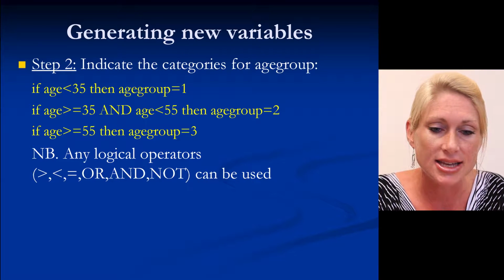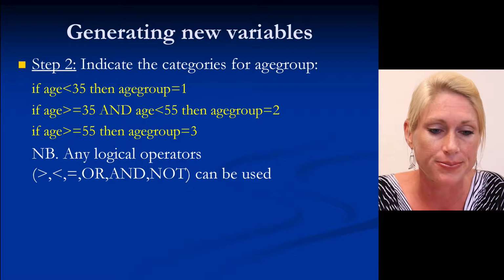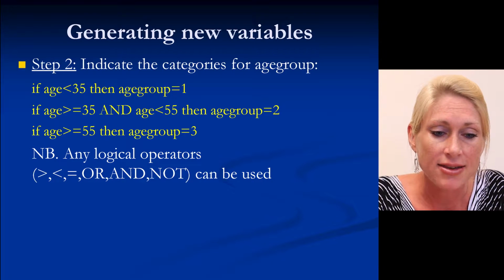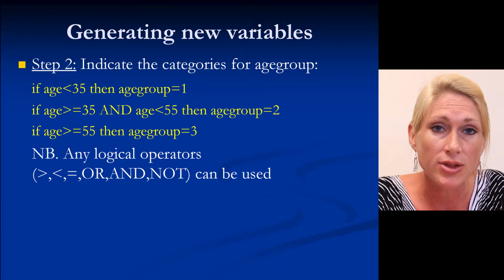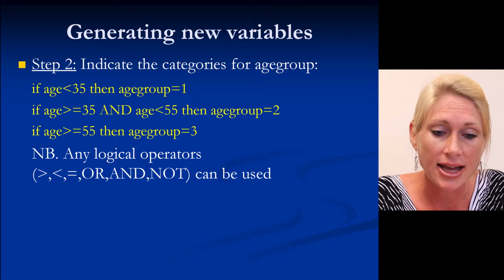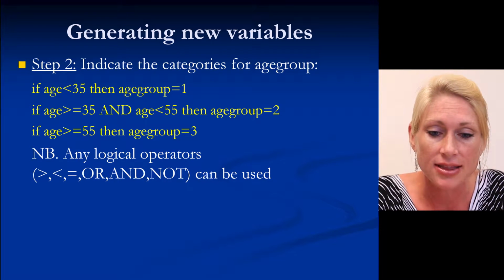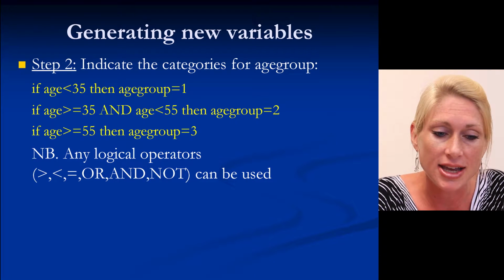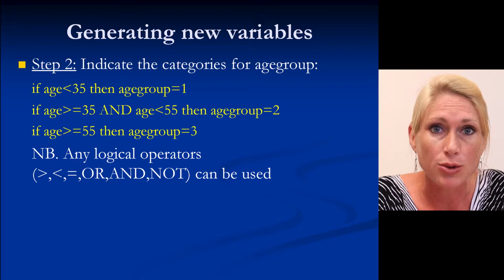The next step is to indicate the categories for age group. And we can do this using the following command shown in yellow. So I'm going to say if age is less than 35, then my new variable age group is going to take the value 1. If age is more than or equal to 35 and age is less than 55, then age group is going to take the value 2. And finally, if age is more or equal to 55, then age group is going to take the value 3.